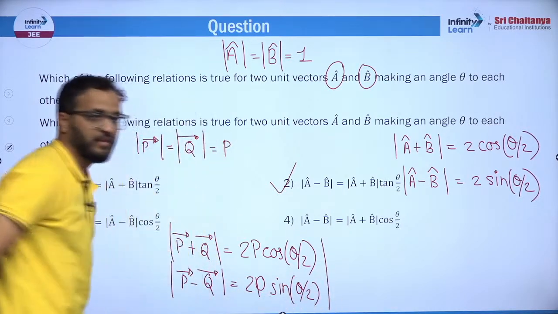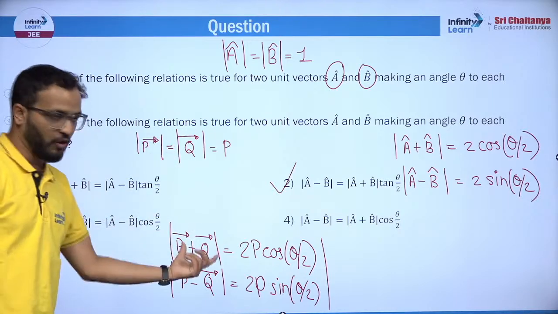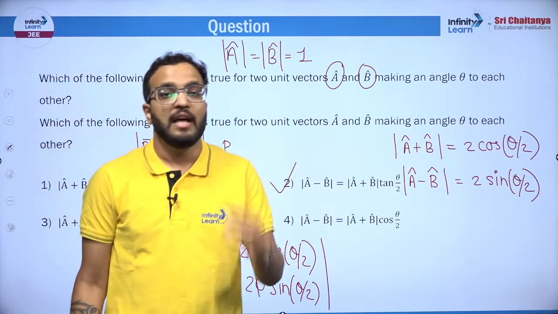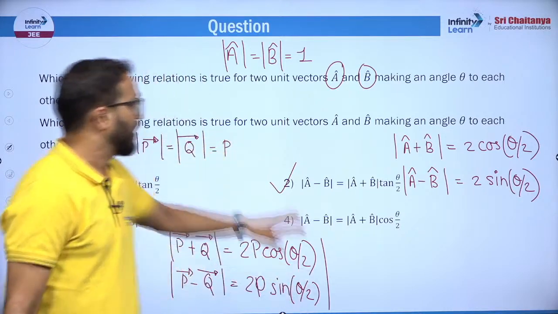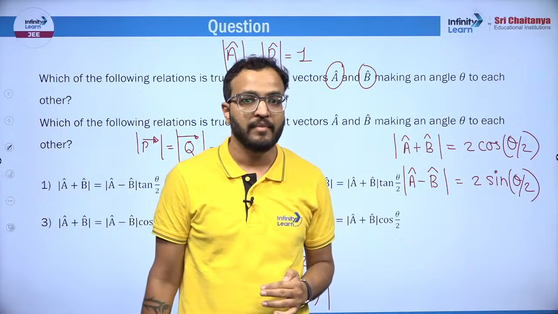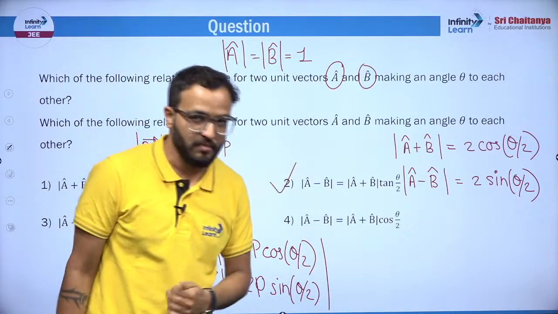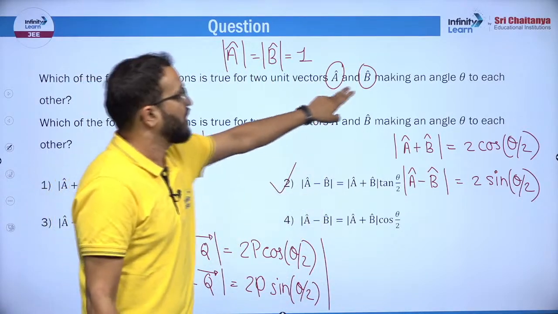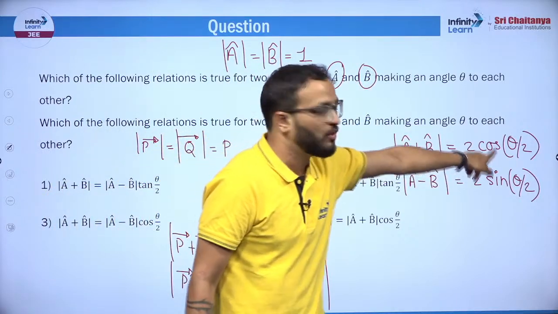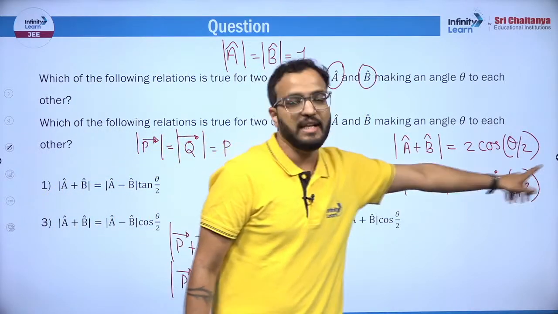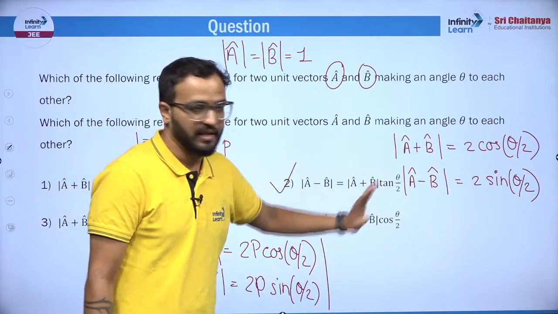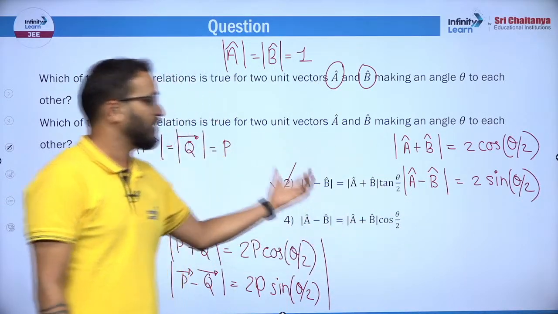Did you understand? This formula works whenever the vectors being added or subtracted have equal magnitudes. Here, since they were unit vectors, definitely they have equal magnitudes, right or not? If they are equal vectors, definitely they have equal magnitudes. If they are unit vectors, obviously the magnitude will be 1. So it is 2 into 1 into cos theta by 2, 2 into 1 into sin theta by 2. I have not written that here, but you can understand it. Now you take the ratio and definitely you will get the right answer.